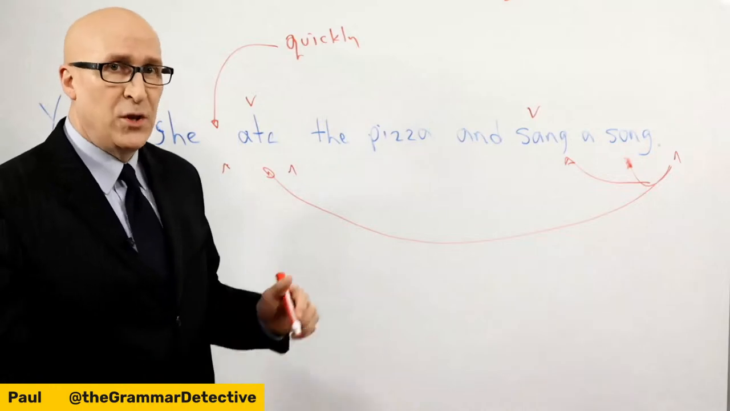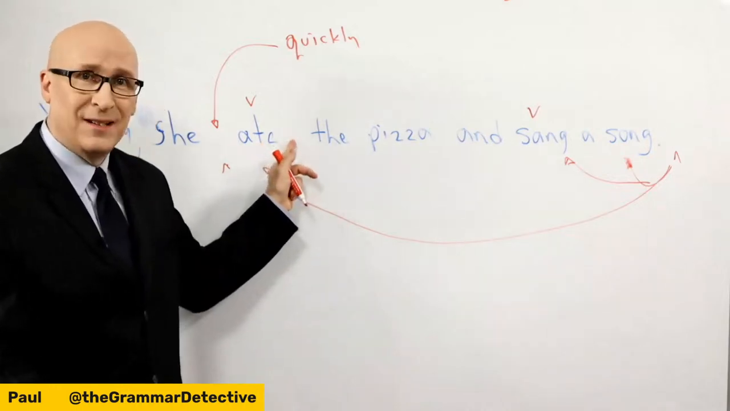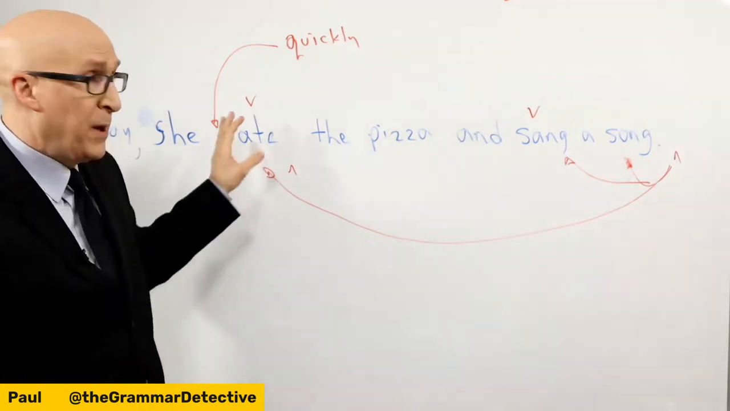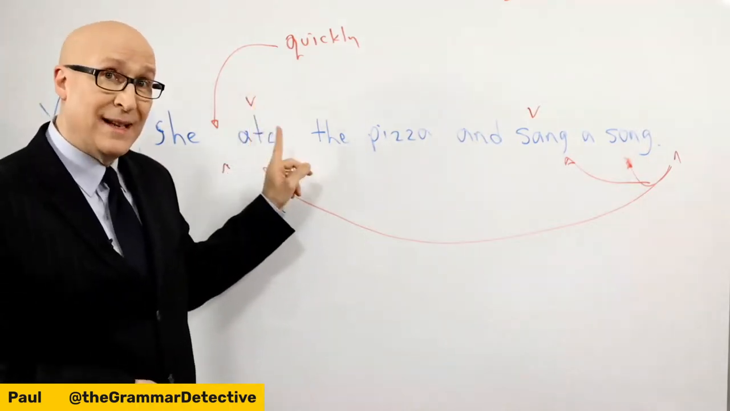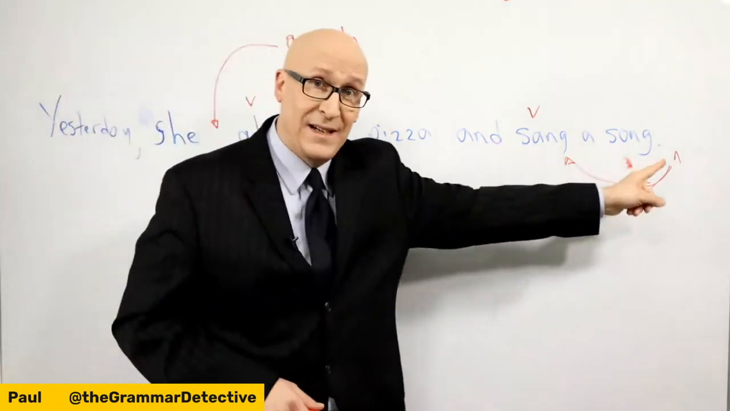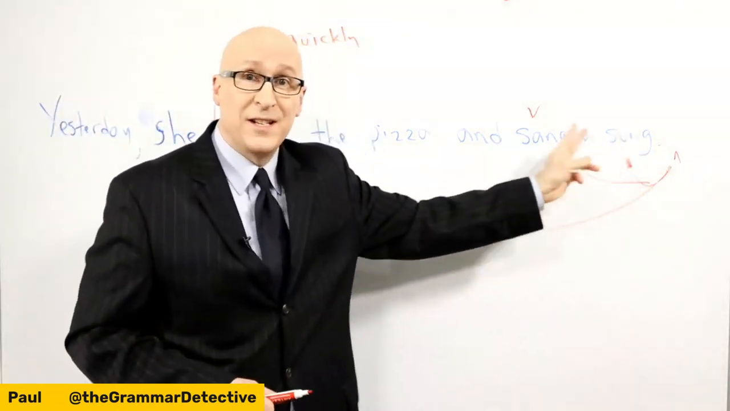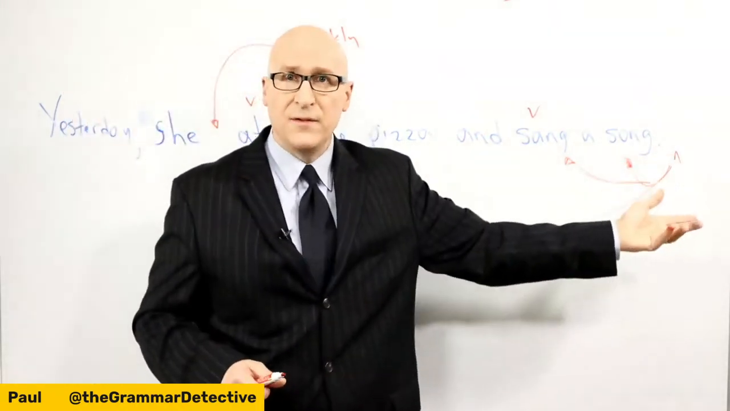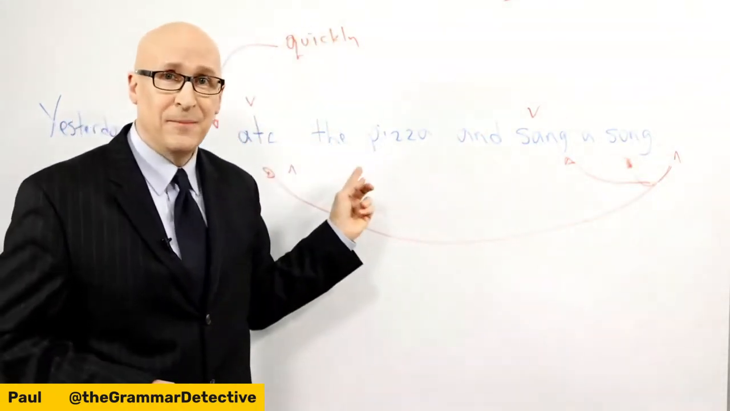Okay? We shouldn't say, "She ate quickly the pizza." Right? It should go in front of the verb. But if you're not sure, that's not a bad choice. This choice is better than that. Because if your sentence has two verbs, putting an adverb at the end causes confusion. We don't know which verb it applies to.